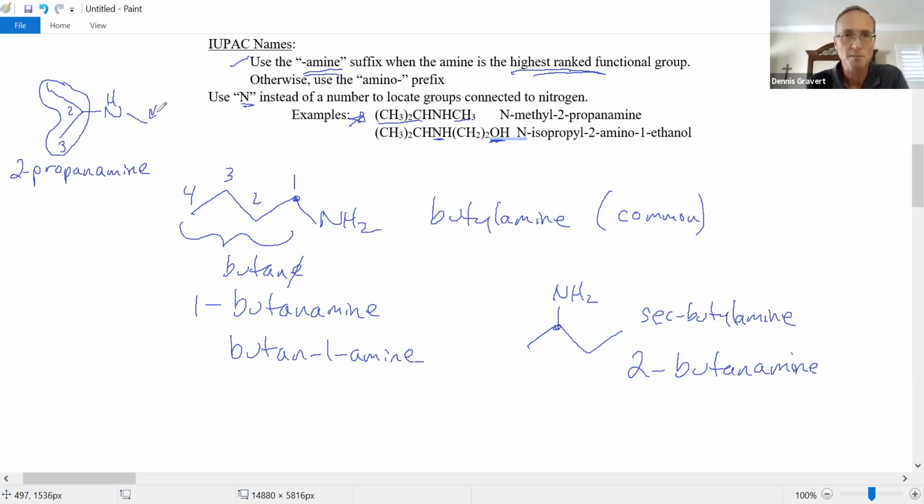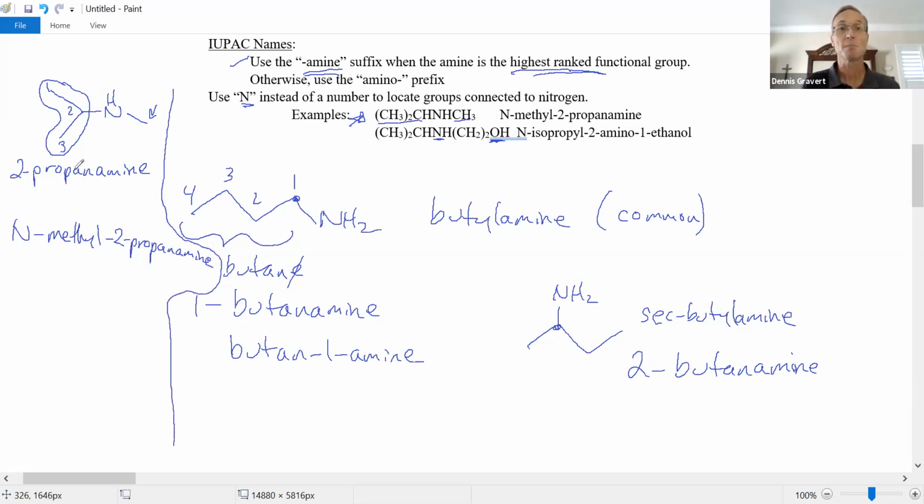We haven't talked about this methyl group. It's not on the chain of 3, it's attached to the nitrogen. So you have to say, hey, there's a methyl group, not on carbon 1 or carbon 3 or 2, it's on the nitrogen. Poor planning on my part, poor use of the screen. Sorry, it's getting a little crowded here. There we go. This molecule's IUPAC name is N-methyl 2-propanamine.